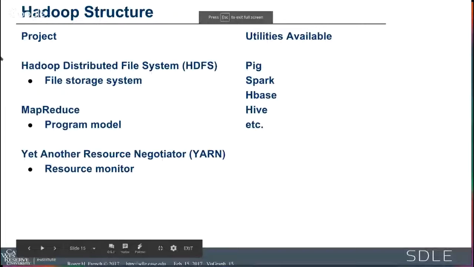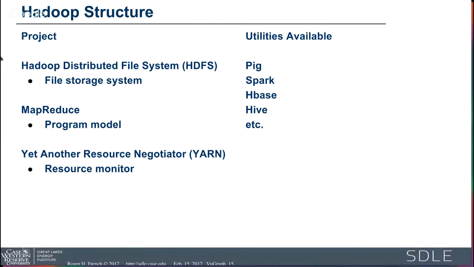So the structure of Hadoop has three main components. You have HDFS, your Hadoop Distributed File System, the area where all this is stored. You have MapReduce, which is your model for assigning programming to all of these. And then you have YARN, which stands for Yet Another Resource Negotiator. It helps monitor the resources across this distribution.